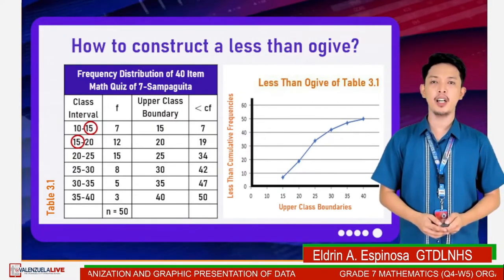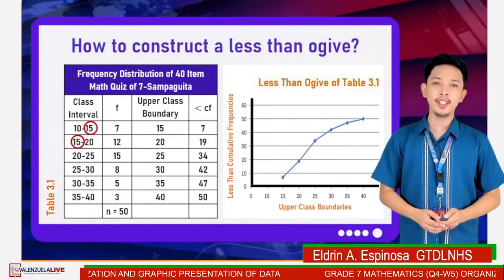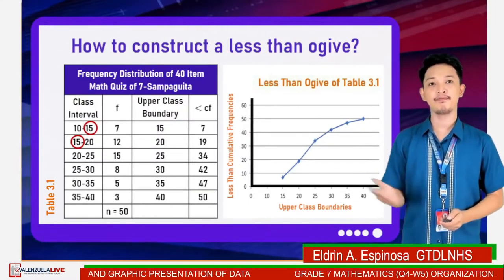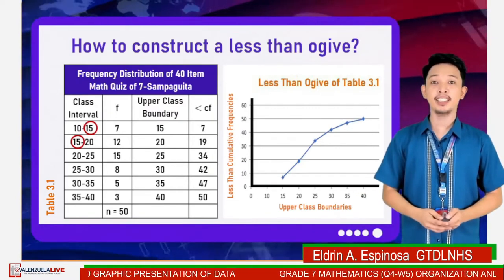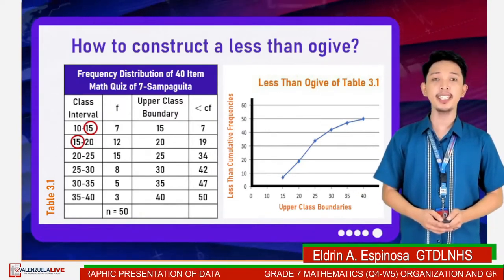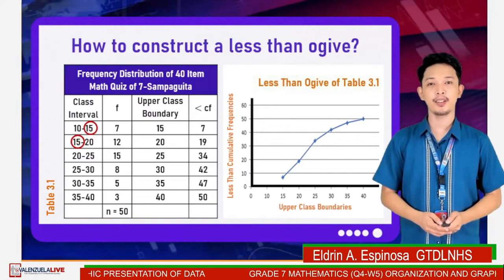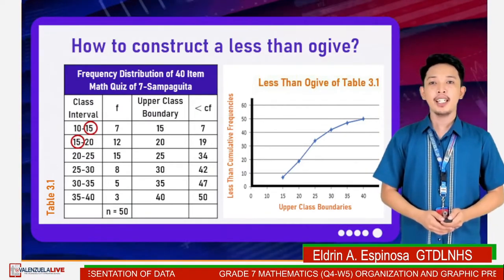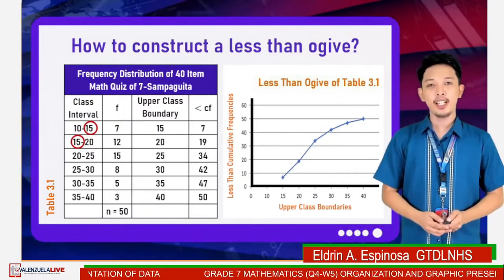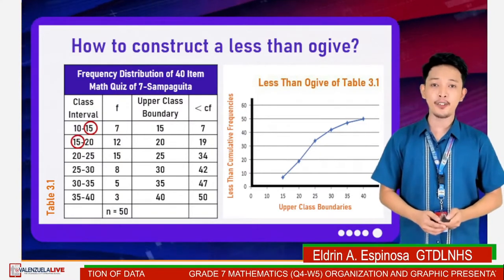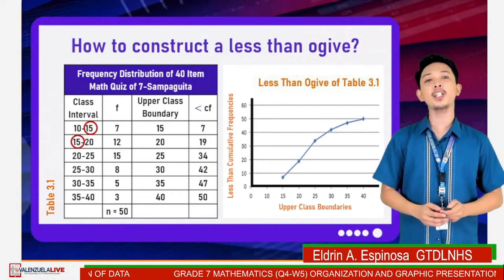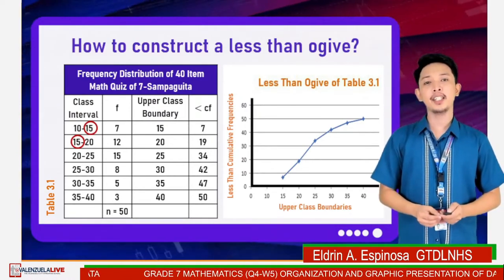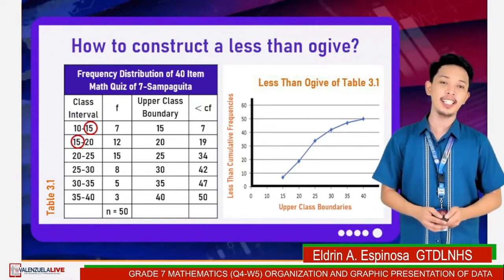Now, how would you describe the graph of a less than ogive? Is it increasing or decreasing? Very good. The graph of less than ogive is an increasing graph. Since we start adding the frequencies of class containing lowest scores, and gradually increasing until we reach the class containing the highest scores.